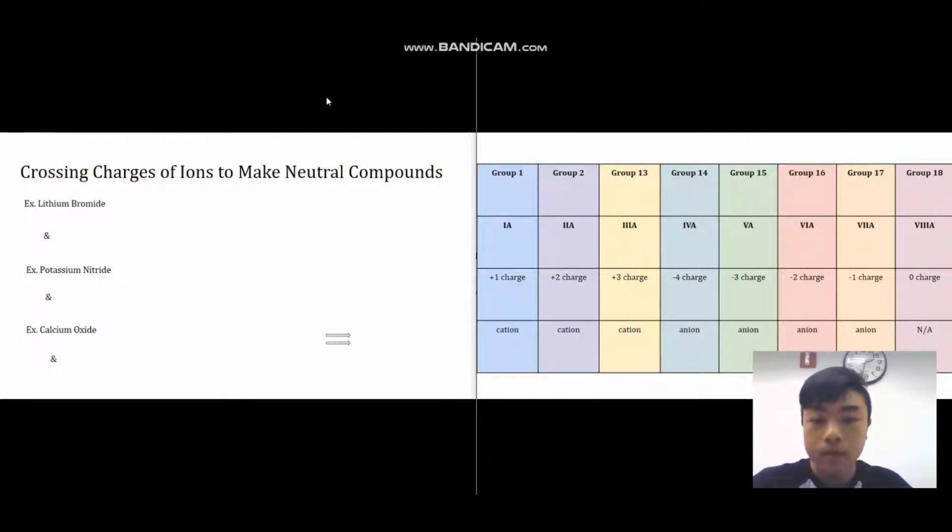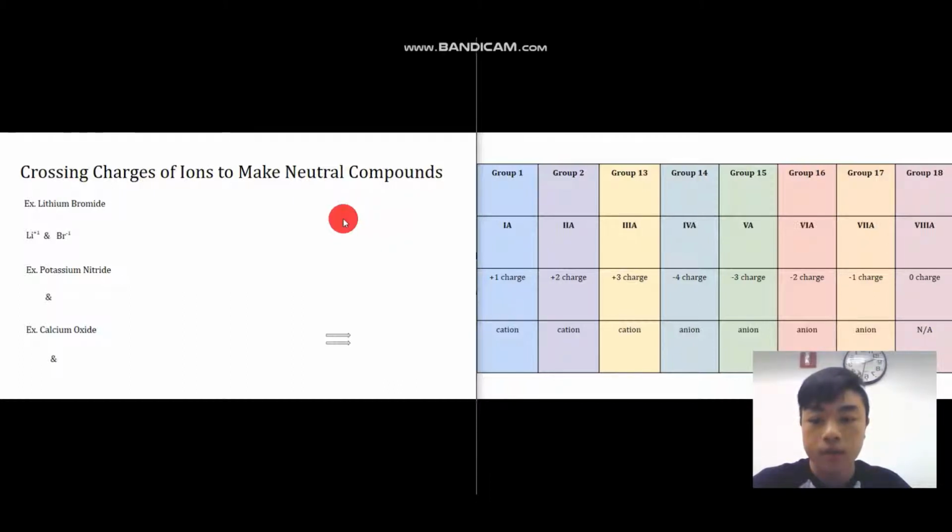Lithium is going to be from group 1, so it has a positive charge. Bromide tells us that bromine will turn into an anion whenever it makes ionic bonds because the -ide suffix tells us that it's going to be an anion. And so group 17 is going to have a -1 charge, so it's going to be Br-1.